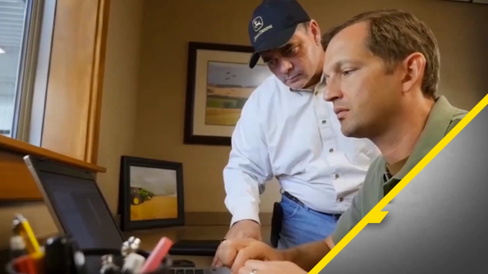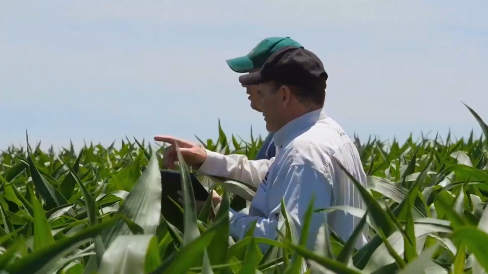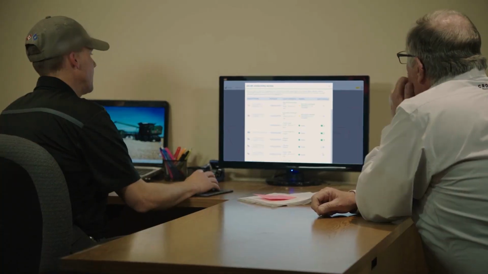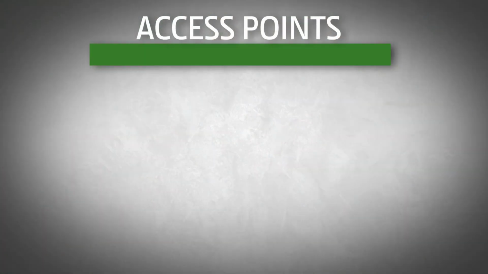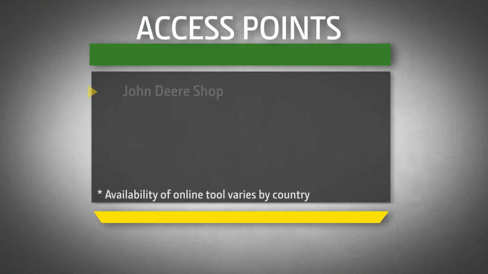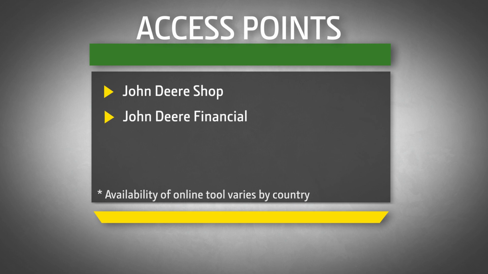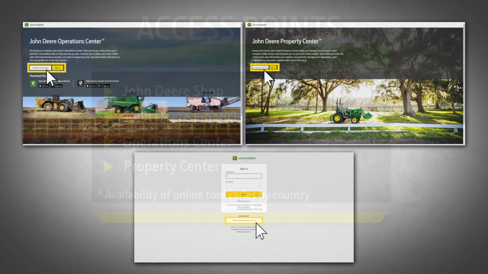You can begin the account creation process either on the web via a PC or on a mobile device. To get started, you can visit any John Deere digital application, such as the John Deere Shop, John Deere Financial, Operations Center, or Property Center, and select Create an Account.